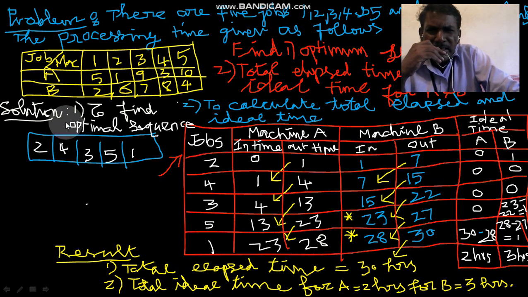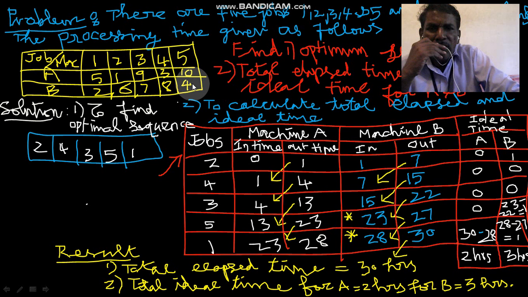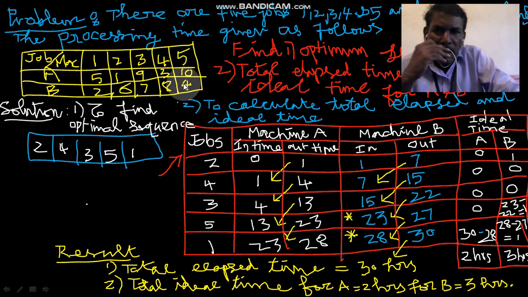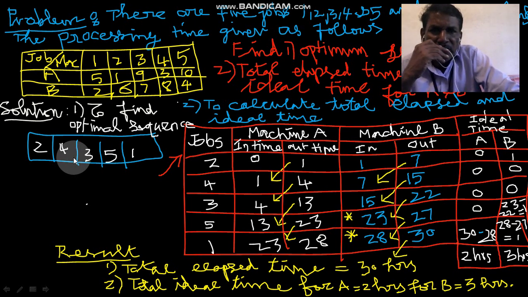And then the next one is the 5th job, because the least time is 4, the time taken is 4 and the job is 5. Where we have to put it? It is coming in the second machine. Therefore the 5th job we write in the right hand side. The remaining 3rd job we write here. This is the optimal sequence of the given jobs that we discussed already.